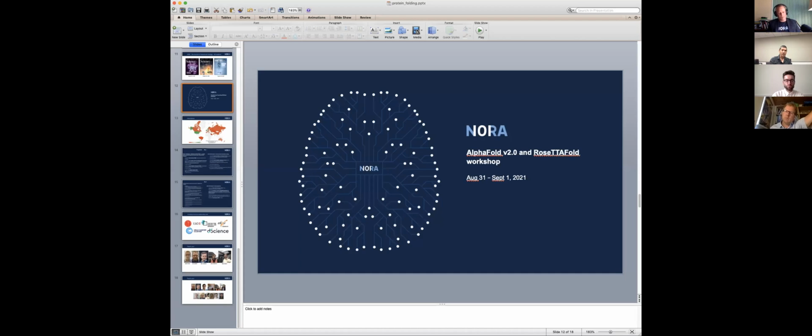So with that, I should of course say a big thank you to the teams that have developed these great tools, like the DeepMind team and the RoseTTAFold team, who have made these tools open and available for the research community. This will surely not only benefit the researchers, but it will be for the benefit of all of us.